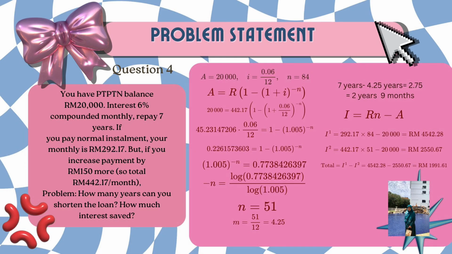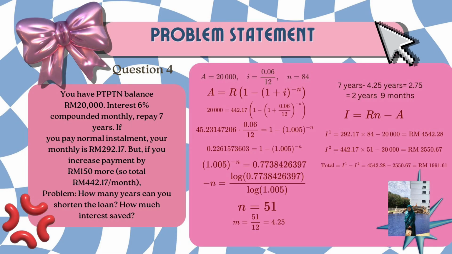First, when we want to find the interest, we need to use the formula I equal to Rn minus A. First, you need to find the interest for R1. So, the formula will be I1 equal to R1 n minus A. So, it will be 292 ringgit 70 cents bracket 184 bracket minus 20,000. So, the answer will be 4,542 ringgit 28 cents.